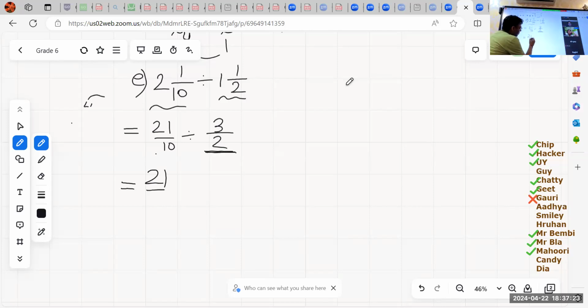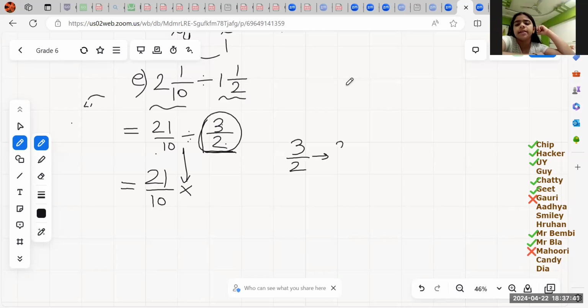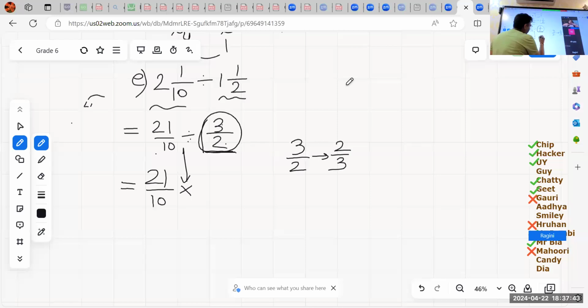So we write the dividend, जो first number है उसको मैं as it is लिख देता हूँ. Divide को multiply में change कर देता हूँ. And I do the reciprocal. Ulta means numerator at the top and numerator becomes the denominator. जैसे 3/2 का उल्टा क्या होगा? 2/3. So I do the reciprocal of the divisor. Now you know how to multiply them.